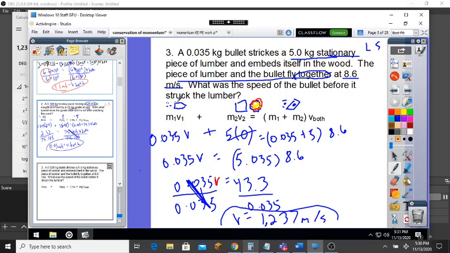So we can figure out with this formula, if you have two objects, if one is not moving, if they're both moving, like once the bullet gets embedded in the piece of lumber and they're both moving, we can figure out the mass of an object, how fast something's going, and so on, okay? So there we go.